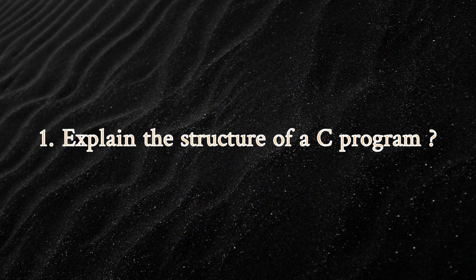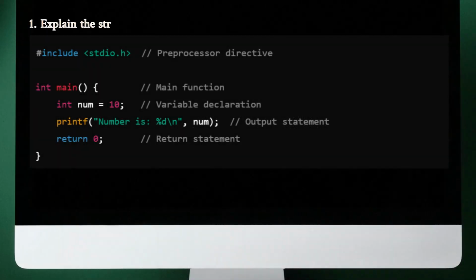1. Explain the structure of a C program. You can give the answer with an example. A typical C program has the following structure. #include <stdio.h> includes the standard input-output library. int main is the entry point of the program. return 0 indicates successful program termination.